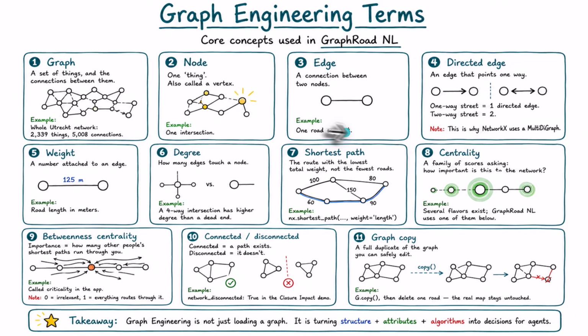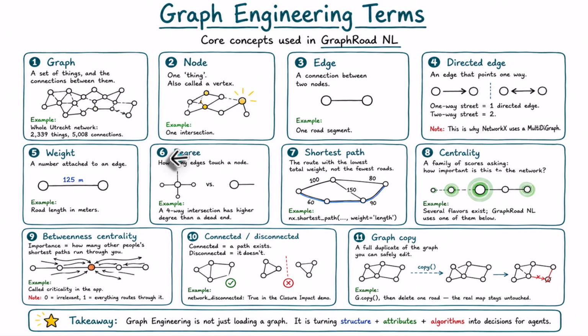The edges are, in this case, one road segment, just a connection between 2 nodes. Then we have directed edge, one-way or two-way streets. Then we have weight, so a number attached to that edge. It could be road length, the cost of that road, so anything could be a weight.